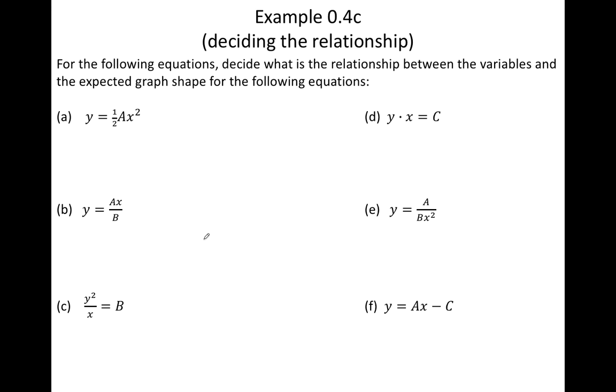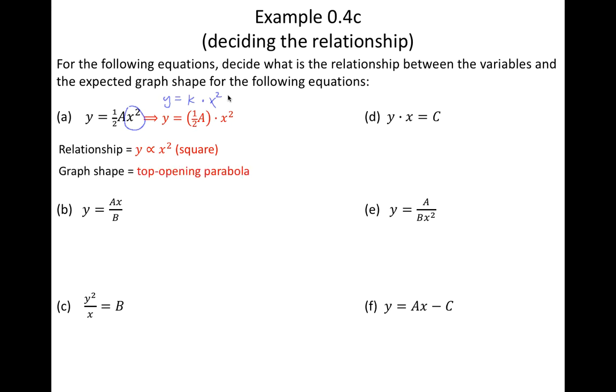In part A, the main thing to notice is that our variable x is squared. I can write this just a little bit differently to highlight how it matches up with the general form of a square relationship, where we have y is equal to k times x squared. So the relationship is a square relationship, and the graph shape that's associated with this relationship is a top opening parabola.